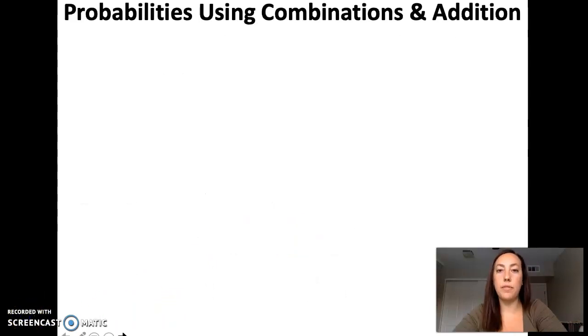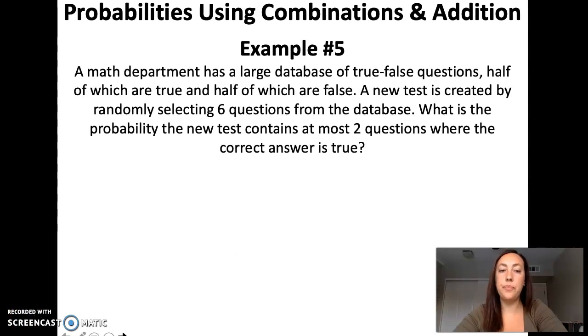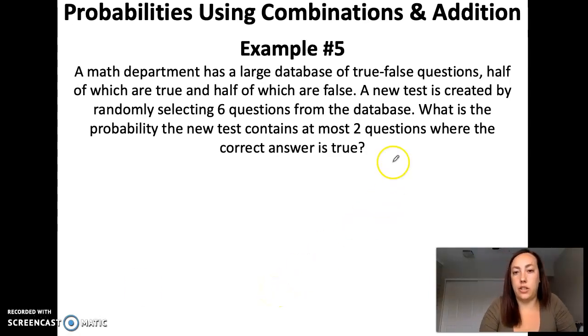All right, for our last example, let's do a probability involving combinations and addition. The math department has a large database of true-false questions, half of which are true, half of which are false. So basically that's saying we have a 50% chance of choosing a true question from the database and a 50% chance of choosing a false question. A new test is created by randomly selecting 6 questions from that database. What's the probability that the new test contains at most 2 questions where the correct answer is true?